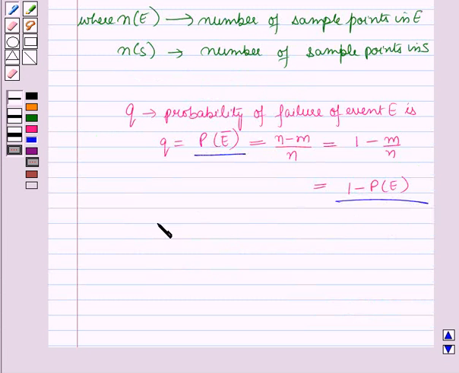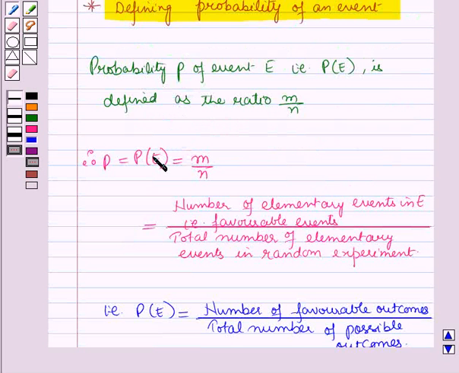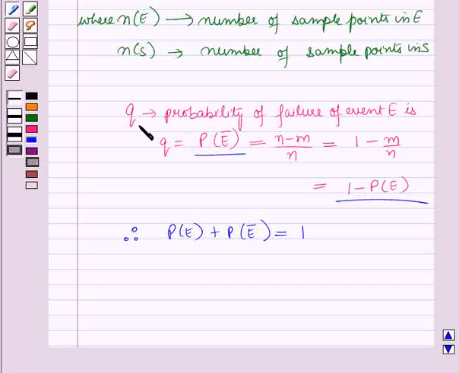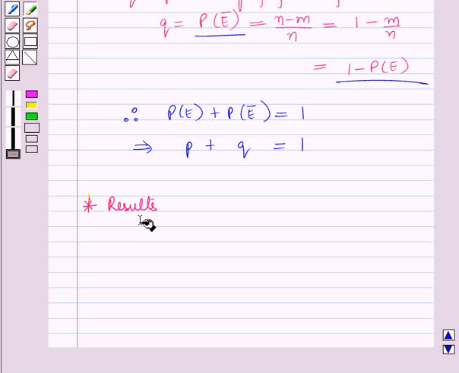From this, we have P of E plus P of E naught is equal to 1. Now, the probability of an event E is denoted by P of E, and the probability Q of the failure of the event E is denoted by P of E naught. So this implies P plus Q is equal to 1. Now from the definition of the probability of an event, we deduce some results.